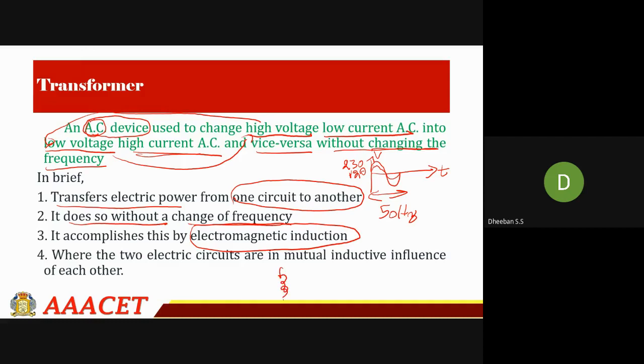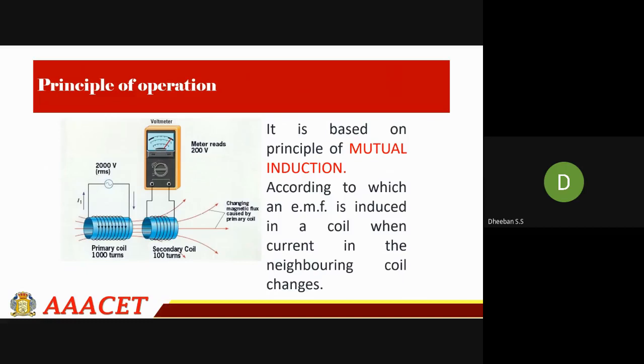If there are two windings, and current is flowing over winding L1, then over L2 also there will be a current flow due to this current I. It is mainly due to the mutual inductance M. That's what they call the mutual inductive influence. Moving on to the principle involved in the transformer, as I said before, it is mutual induction. Due to the current flow in your primary coil, this is your primary coil and this is your secondary coil. Here the primary coil is of 1000 turns and the secondary is of 100 turns.